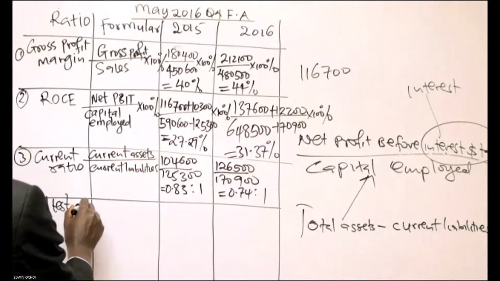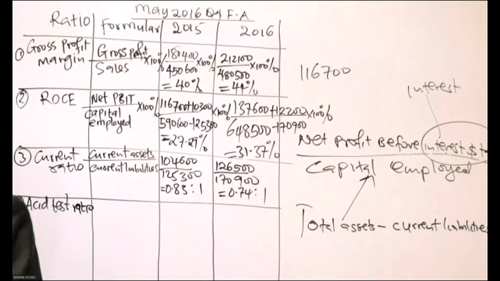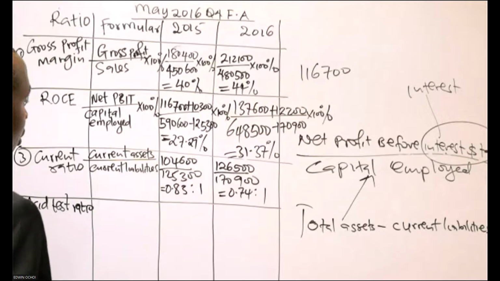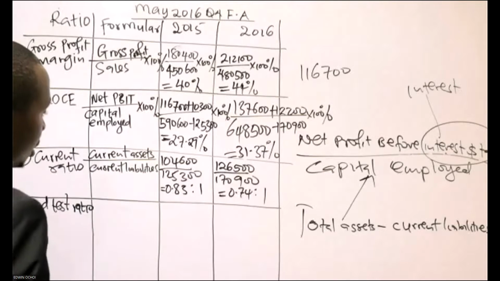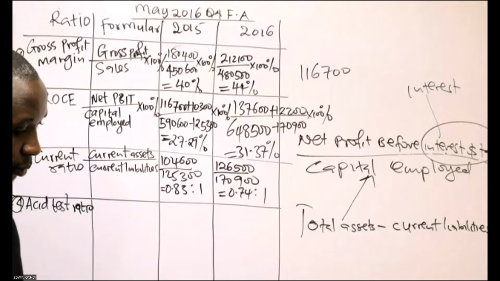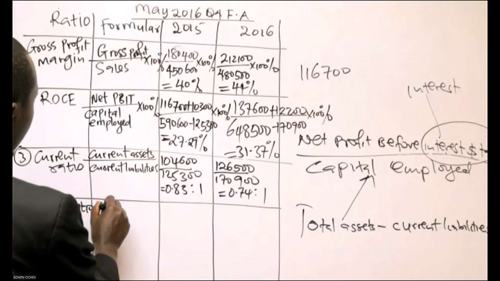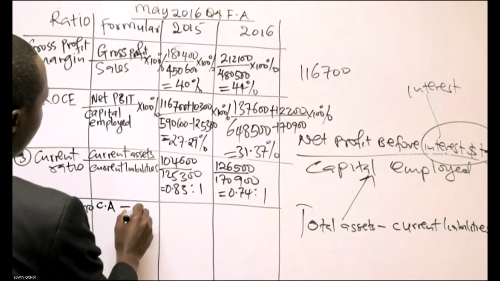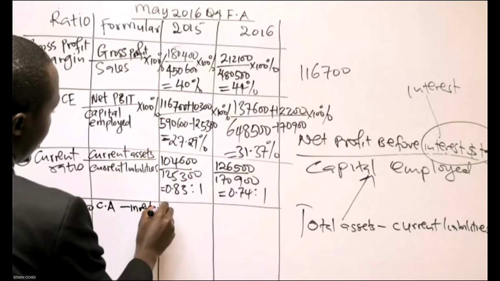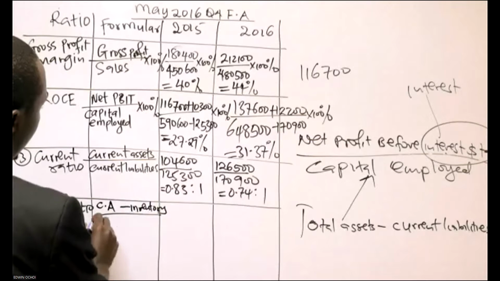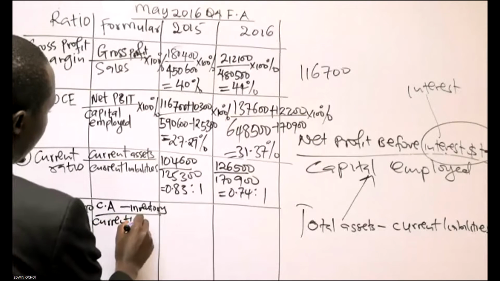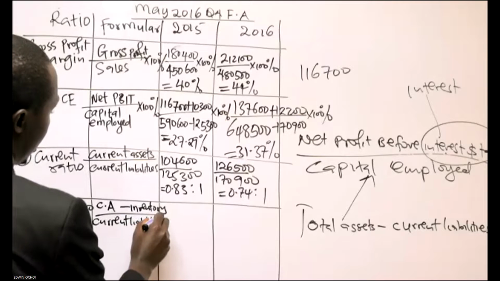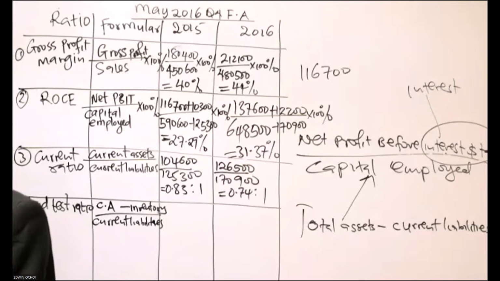So acid test ratio is only that now you have to deduct inventory from your current assets. Then you divide with current liabilities. That is the formula. So it's all about current assets, you minus what? Inventory. You divide by current liabilities. That is the case.